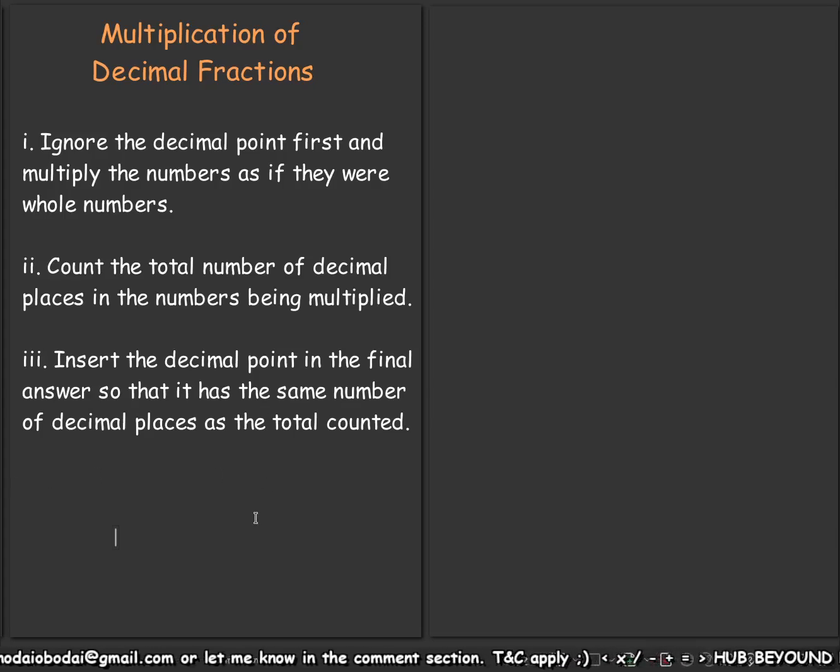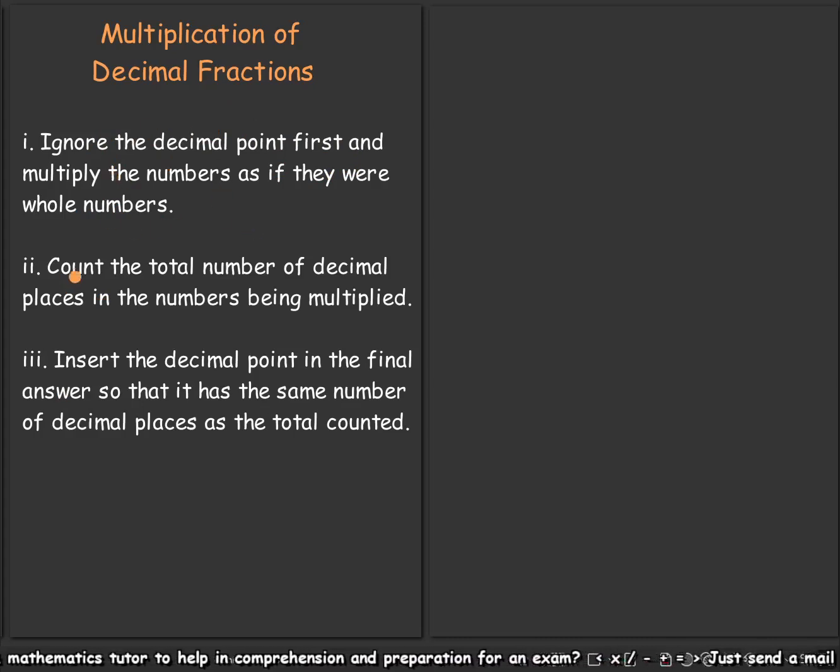To start off, these are three key concepts we need to know and understand before we'll be able to multiply these decimals. The first one is, you need to ignore the decimal point. Anytime you want to multiply decimals, either by whole numbers or by other decimals, the first thing you need to do is to ignore the decimal point, and then you multiply as if they were whole numbers.